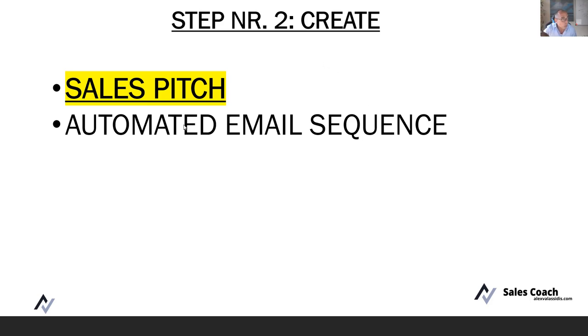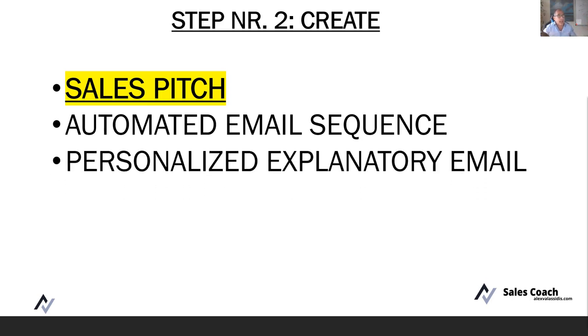So once you create this automated email sequence based on the sales pitch that you created initially, then you create a personalized explanatory email. This email is a long analytical email. Maybe a PDF is going to be attached to this email. You create this personalized explanatory email in order to have it ready as a template, which is of course going to be adjusted, and you are going to send this email after you have had a conversation with your prospect.